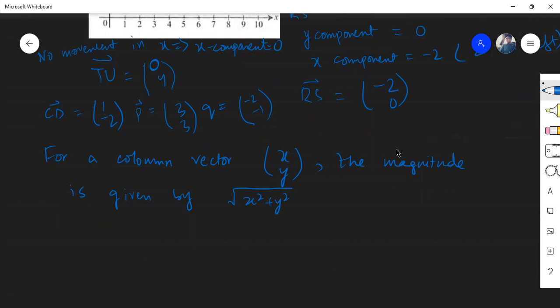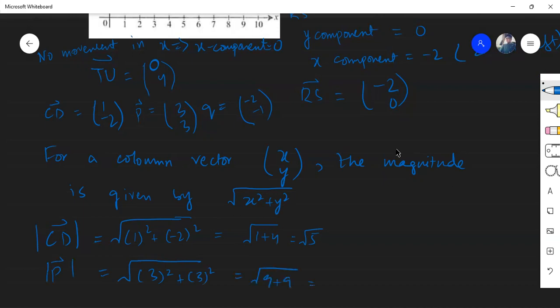So what's the magnitude of CD here? CD is the square root of 1 squared plus (-2) squared, which is 1 plus 4, which is the square root of 5. So this is the magnitude. The magnitude of P is the square root of 3 squared plus 3 squared, which is the square root of 9 plus 9, which is the square root of 18.